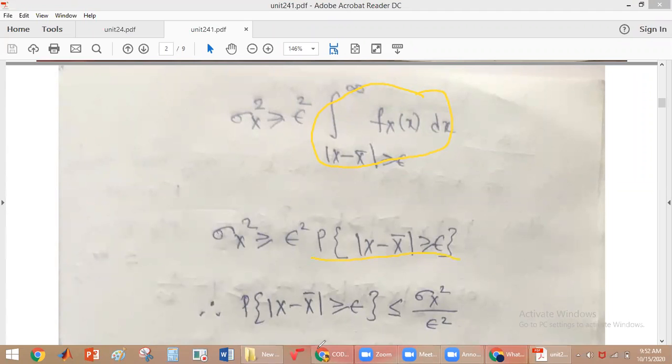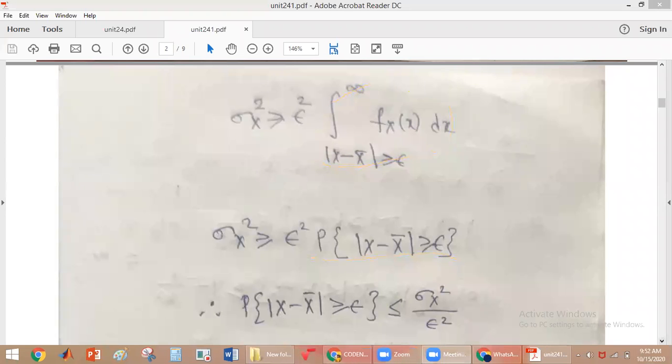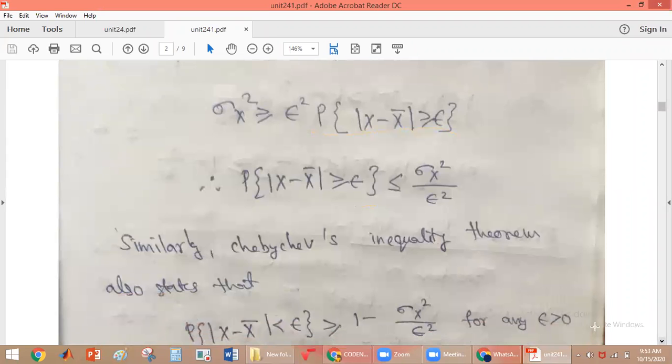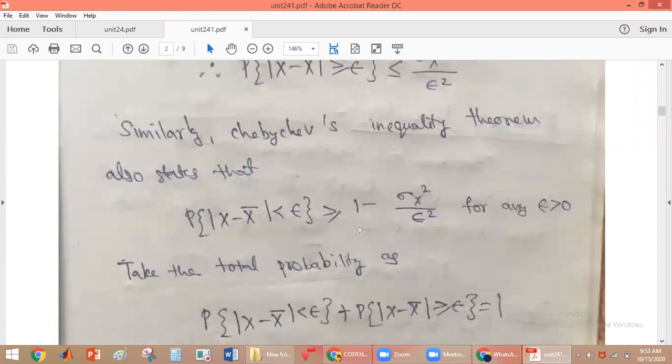From this, the probability of mod x minus x bar greater than or equal to epsilon will be less than or equal to sigma x square by epsilon square. Like that, we get this inequality. Using this inequality, we find the probability for any random variable X such that mod x minus x bar greater than or equal to epsilon will always be less than or equal to sigma x square by epsilon square.